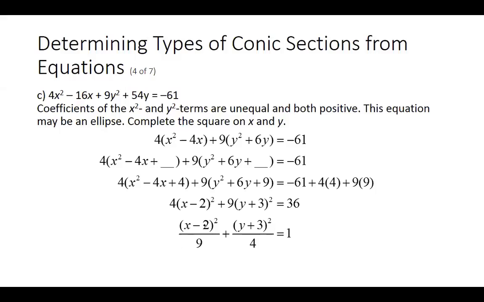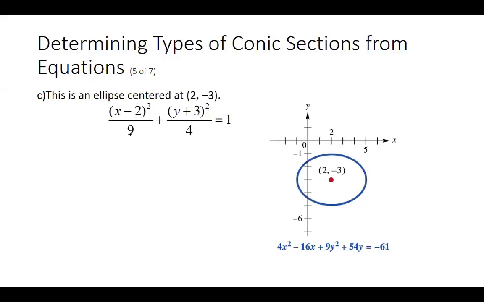And once we do all that, as you can see, we get this form here. And if you recall, because the sign in between is plus, it cannot be a hyperbola, so it's an ellipse. With the center being at (2, -3), that's the square root of 9, the square root of 4, and that's the graph of the ellipse.